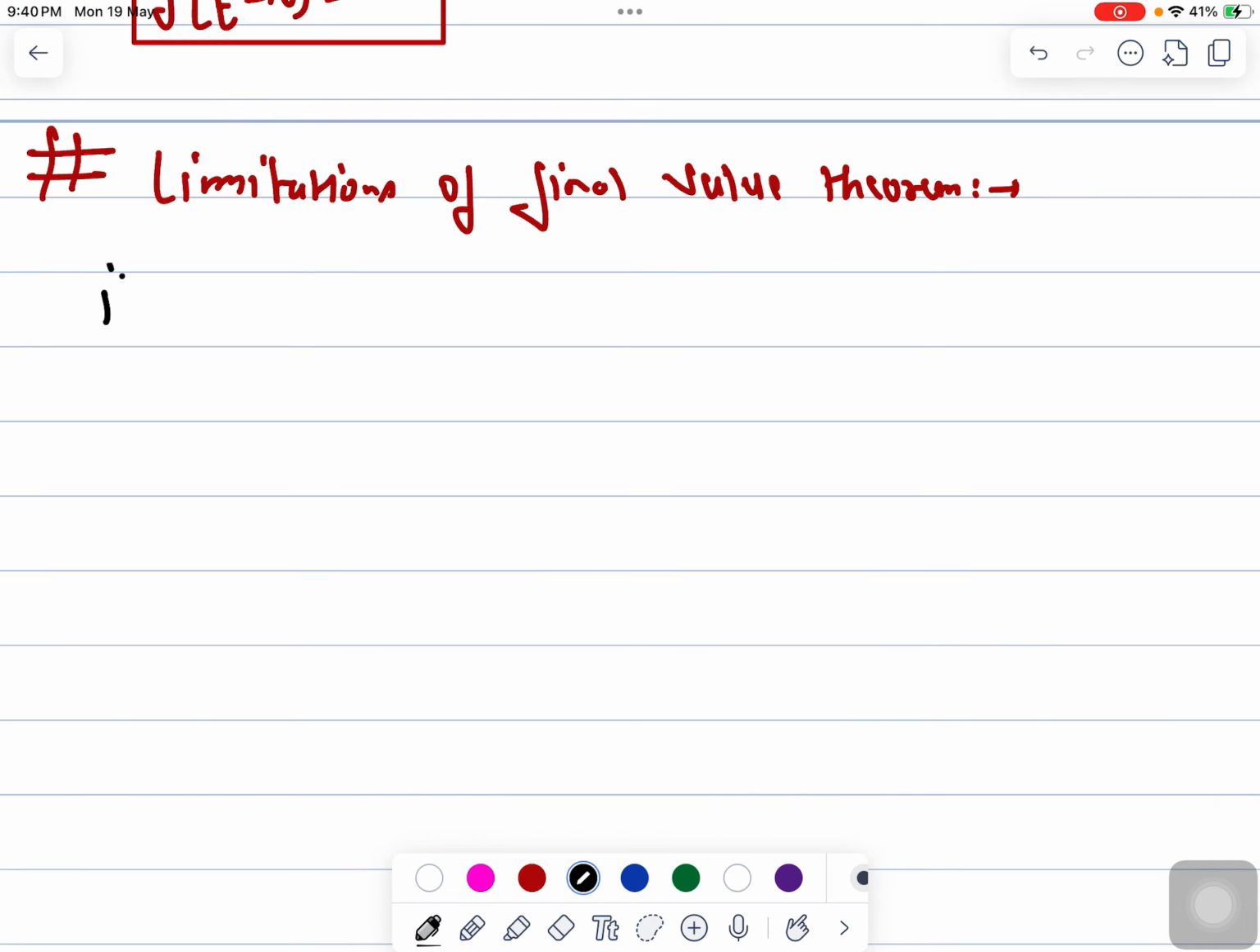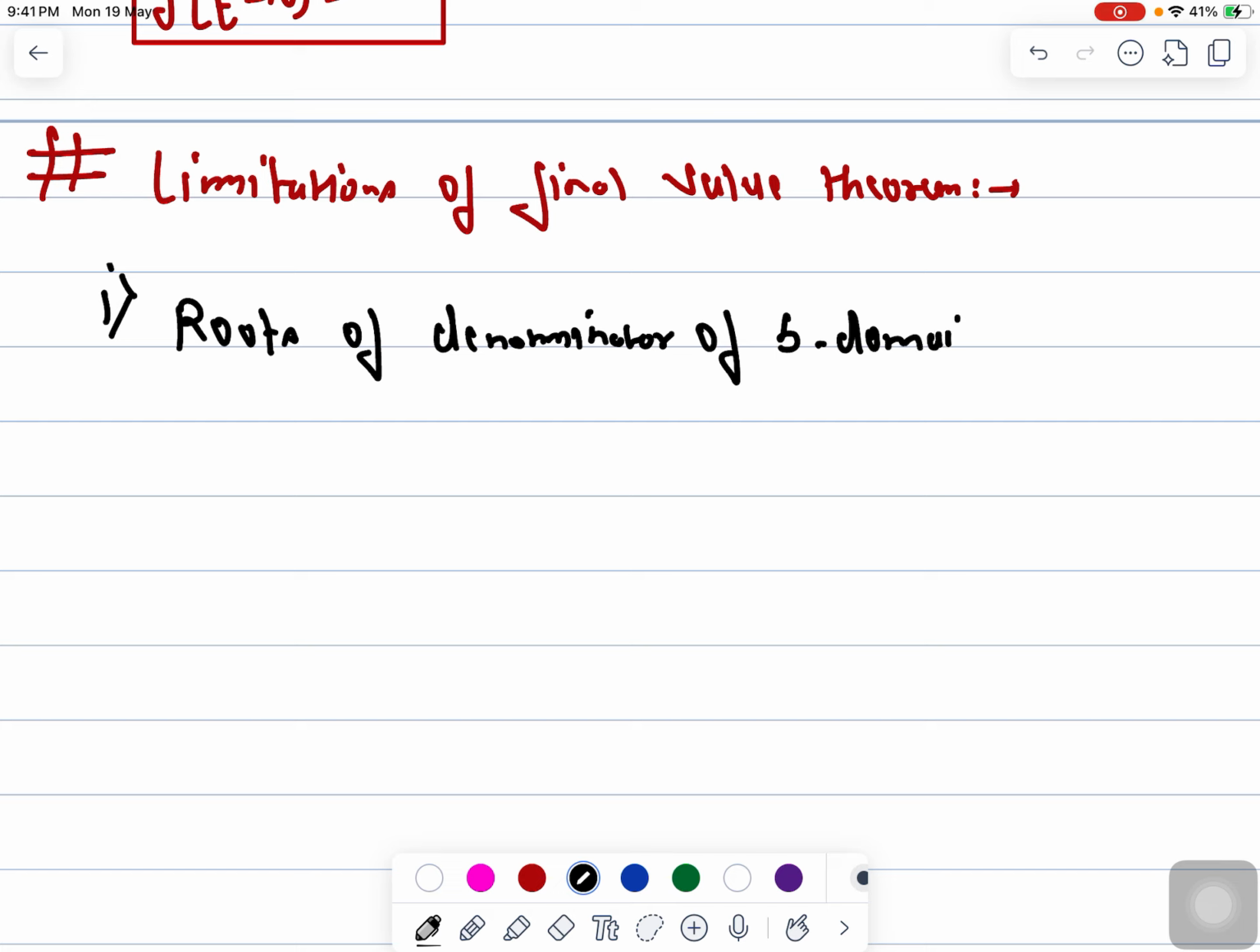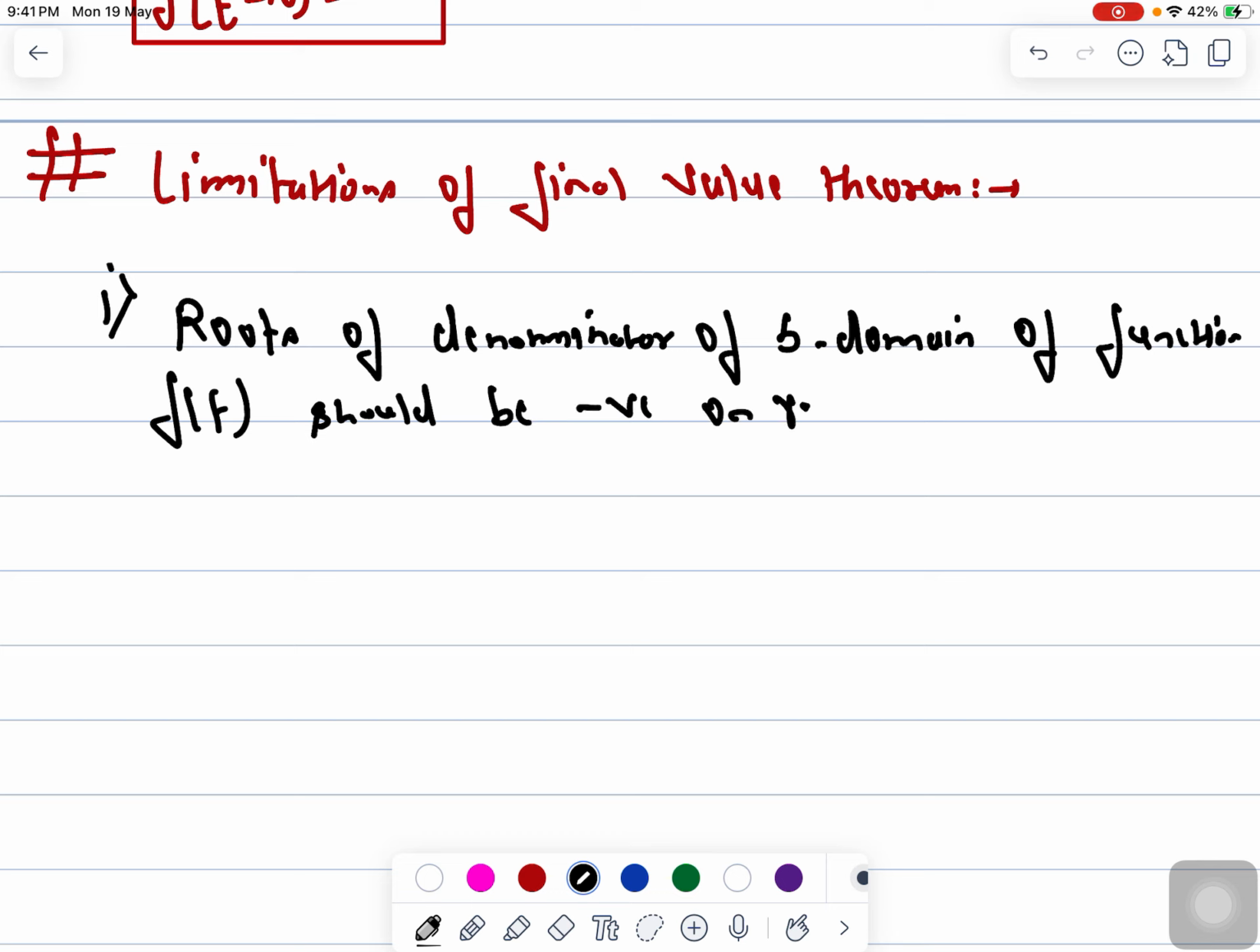Right, so let's try to understand where. The first limitation is that the roots of the denominator of the s-domain of the function f(t) should be negative and real. Negative and real, not or real, negative and real.